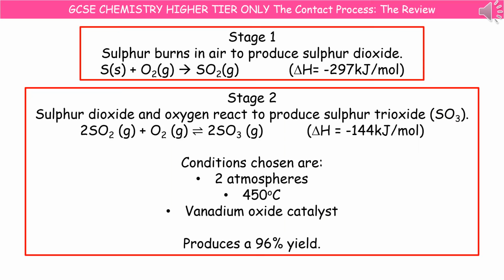Stage 1 of our contact process is where we burn sulfur in air to produce sulfur dioxide. So you've got the balanced symbol equation there, which you should learn. Stage 2 is where sulfur dioxide and oxygen react to produce sulfur trioxide, SO3. And again, you've got the balanced symbol equation there, and this one is a reversible reaction. So we need key conditions for this. We use a pressure of 2 atmospheres, 450 degrees Celsius, and a vanadium oxide catalyst.